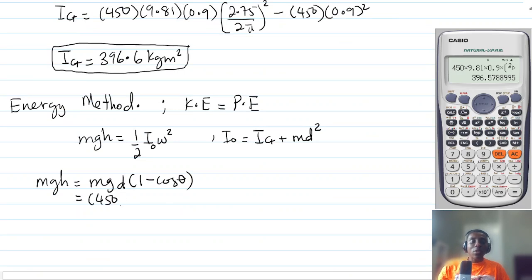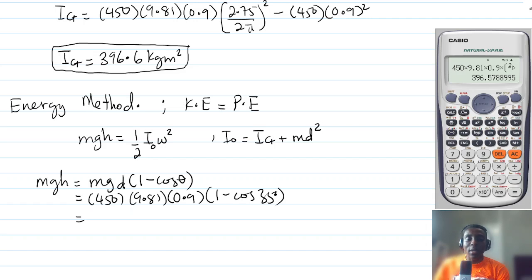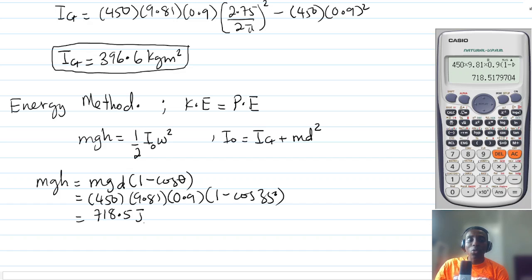So 450 times 9.81 times d, which is 0.9, times (1 minus cosine 35). So that's 450 multiplied by 9.81 multiplied by 0.9 into (1 minus cosine 35). So yeah, we have 718.5 joules, and this is the potential energy, right?